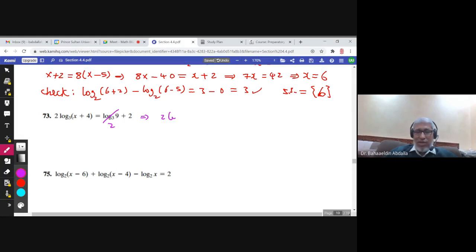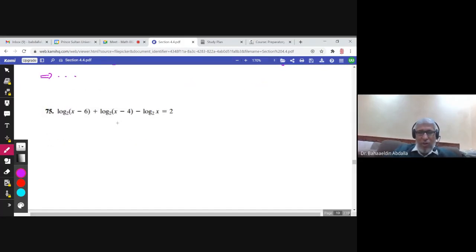So that's easy. You have 2 log x plus 4 to the base 3 equals 4. That's it. You have to divide by 2, and you can continue easily. Okay, so the log x plus 4 to the base 3 would be 2, and you write it in the exponential form, and you continue.